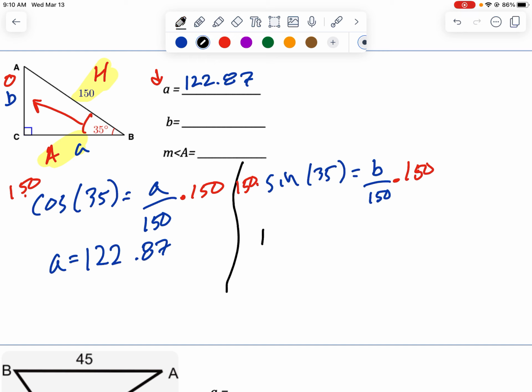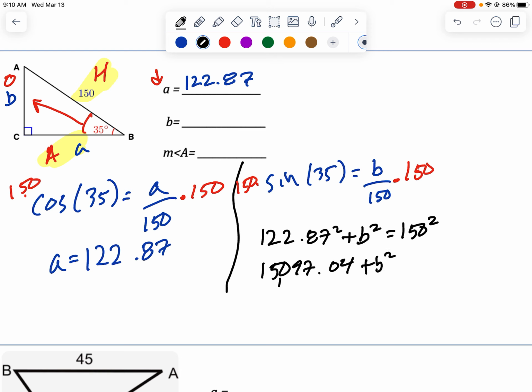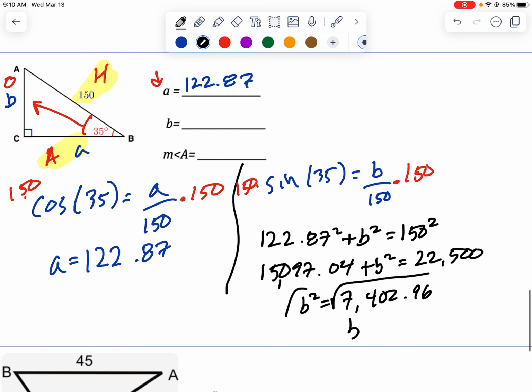If I use the Pythagorean theorem, it'd be 122.87 squared plus B squared equals 150 squared. 122.87 squared is 15,097.04, and 150 squared is 22,500. So B squared is equal to 7,402.96. Square root. Either way, you should get 86.04.